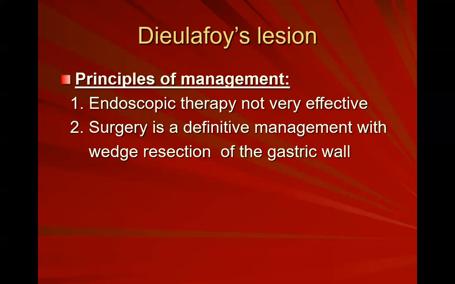So what's the management of such cases? Endoscopy would not be effective, as we said, because it would be difficult to decide. And if there is recurrent bleeding, then we have to consider surgery, and usually it's called wedge resection. So we cut the whole wall of the stomach and then we suture the stomach again in order to remove that vessel.